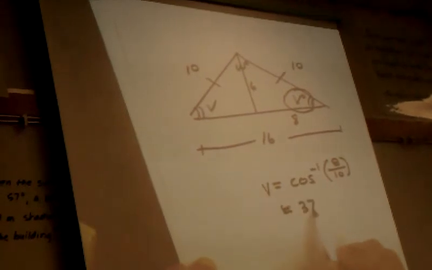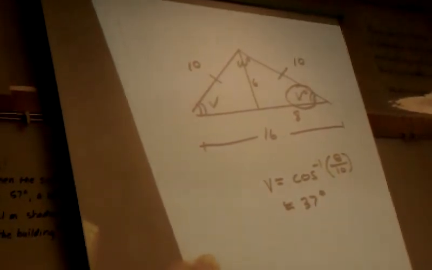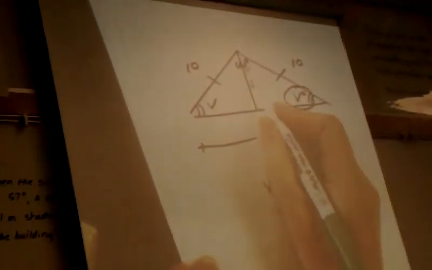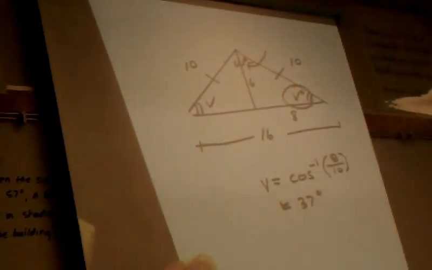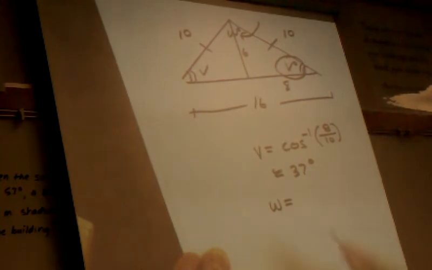Yeah. Okay, and then for W, well, you want to find maybe half of W and then double it, I guess. Yeah, that's what I did. Okay. So what did you use? What did you do? How did you find W? W is inverse sine.